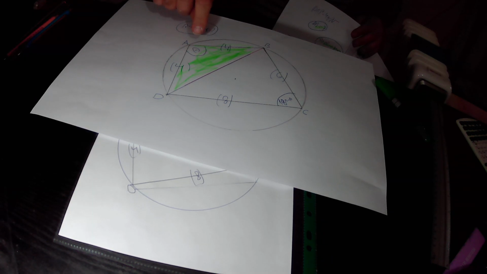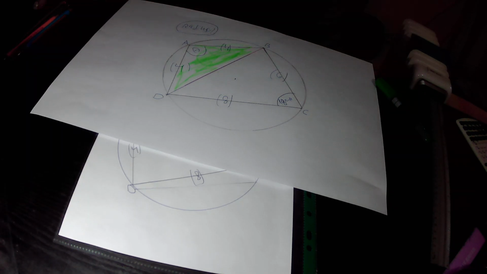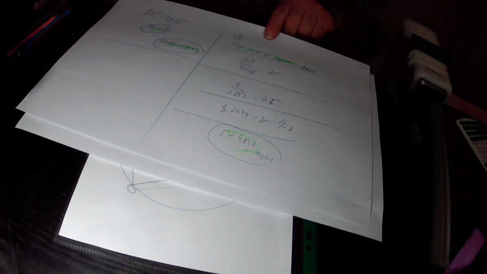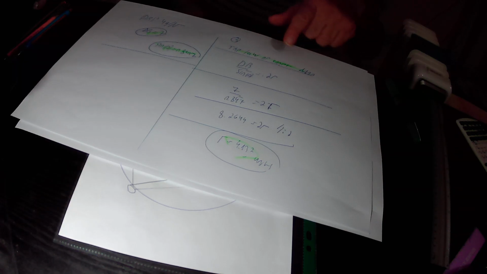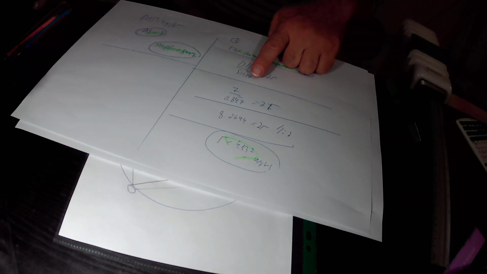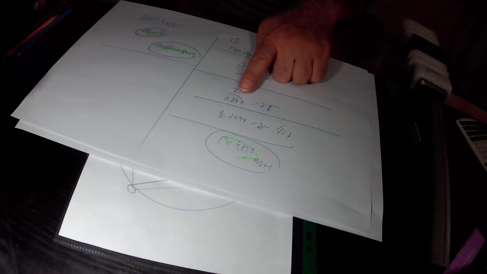BD over sine theta equals 2R, and R is the radius of this circle that circumscribes the triangle ABD. So according to the law of sines, in the triangle ABD, the following equation is true: DB over sine theta equals 2R. We found that DB equals 7 and sine theta equals 0.847. So 7 over 0.847 is equal to 8.2644.